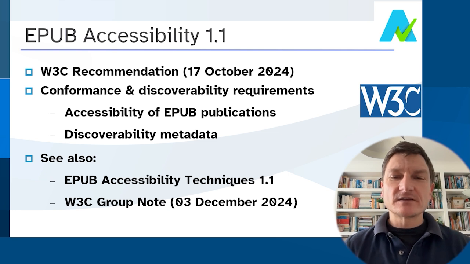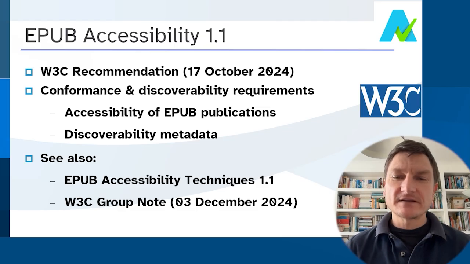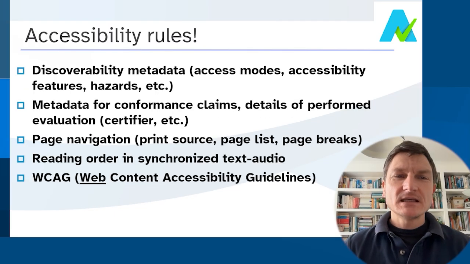Additionally, practical guidance for ebook creators is available in a W3C working group note entitled Accessibility Techniques version 1.1 published in December 2024. Here are some of the accessibility rules that Ace checks for. Discoverability metadata makes qualitative statements about the publication by advertising accessibility features, access modes, potential hazards, etc.